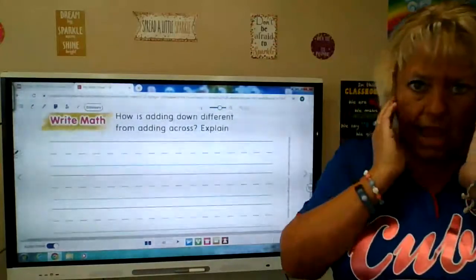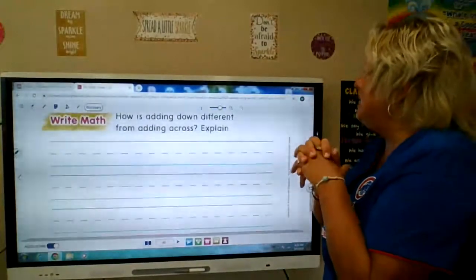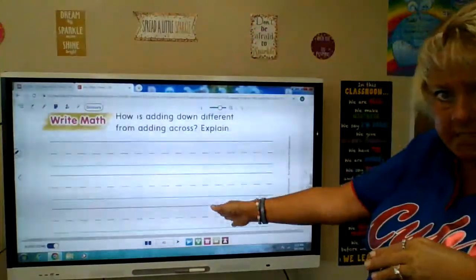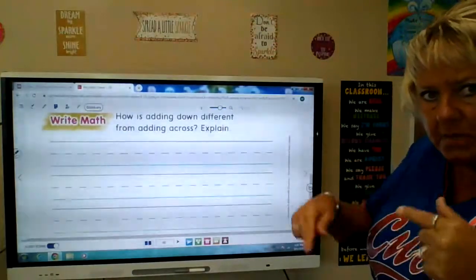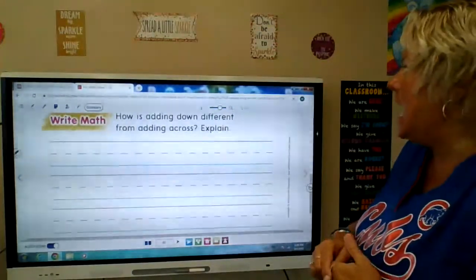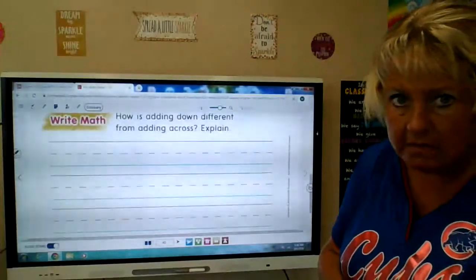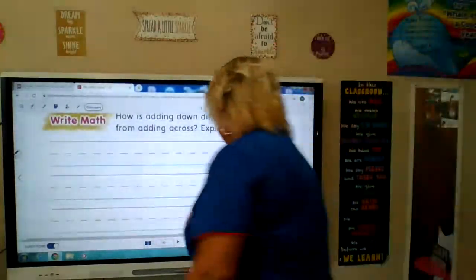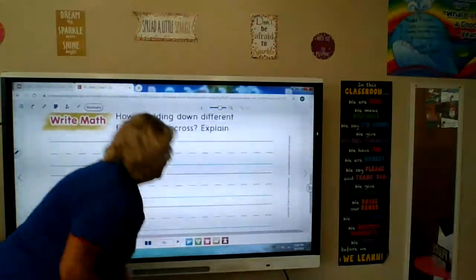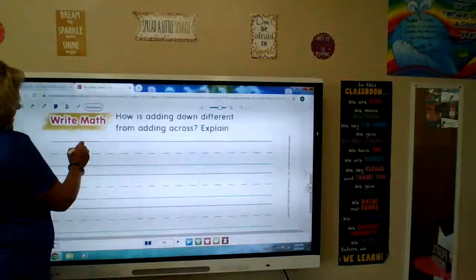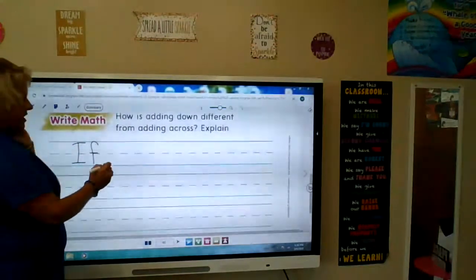This you don't have to write, but I really want you to pay attention to this. How is adding down different from adding across? Okay, that's what we've been learning about in this lesson. How is adding up and down different from adding across? Well, you don't have to write this, just watch.